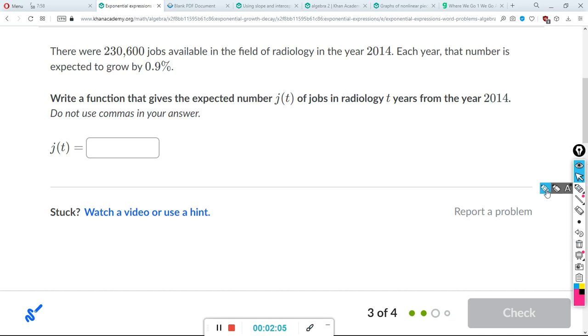So let's see here. There were 230,600 jobs available in the field of radiology in the year 2014. Each year that number is expected to grow by 0.9%. Write a function that gives the expected number of jobs in radiology t years from the year 2014. Do not use commas in your answer. Okay, so it grows by 0.9% each time. Okay, so you start with 100% and you add 0.9%.